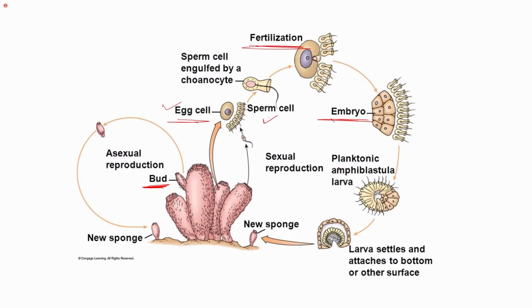The embryo can be a planktonic embryo, that is the amphiblastular larva. Embryo develops basically into the larva. So this is the developmental stage where it develops into the amphiblastular larva. The larva settles down and attaches to the bottom or another surface, leading to the formation of a new sponge. So this is how the sexual reproduction happens.